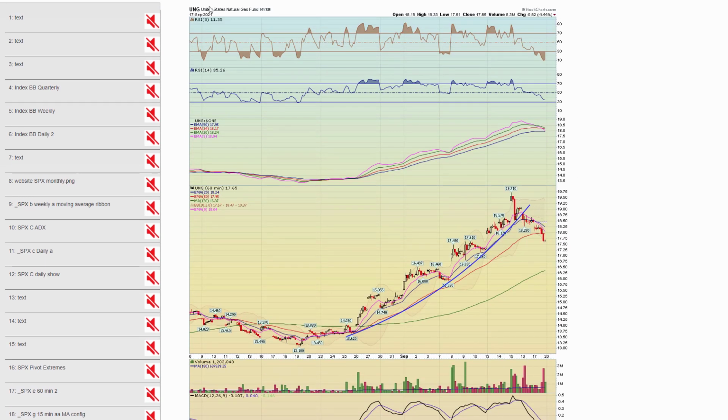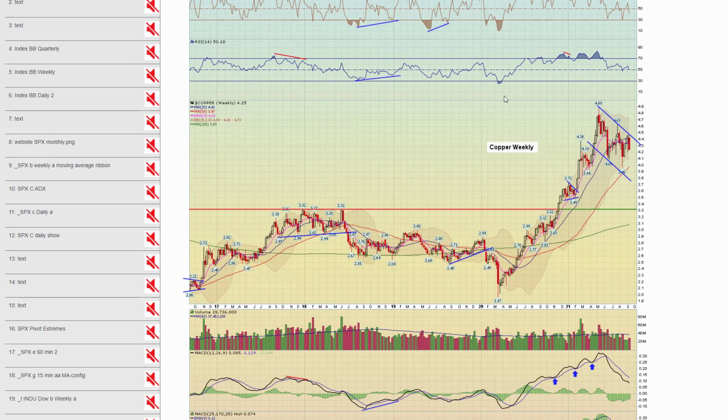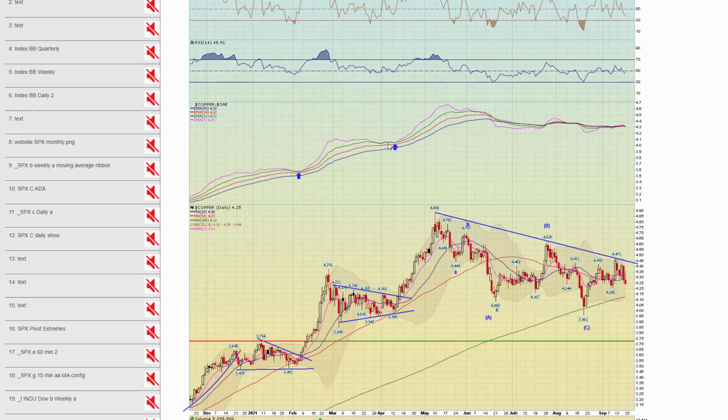Here's a 60-minute chart of UNG, one of the ETFs. We showed this little uptrend parabola last week. It busted that. Copper, weekly view, down 4.6%. Big haircut there. Here's the daily view of copper. Again, downtrend line here. That matches the weekly downtrend line.